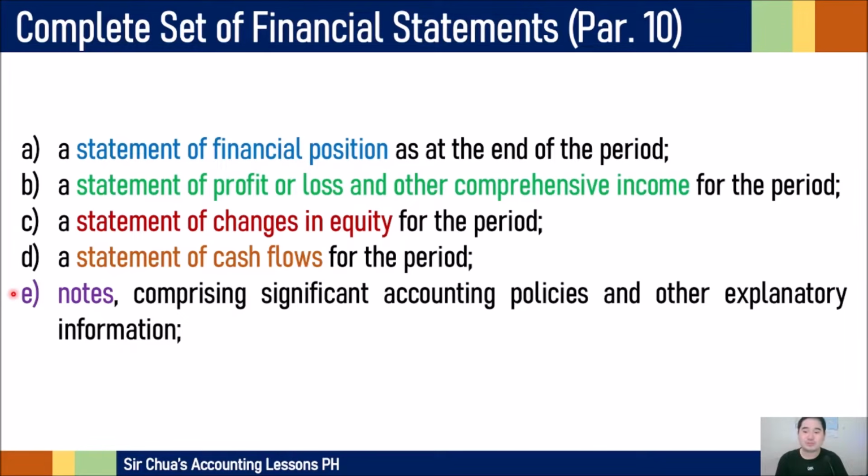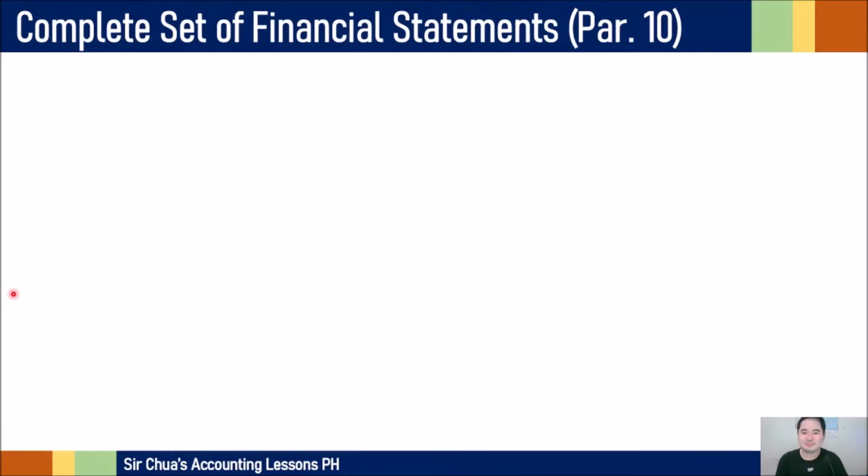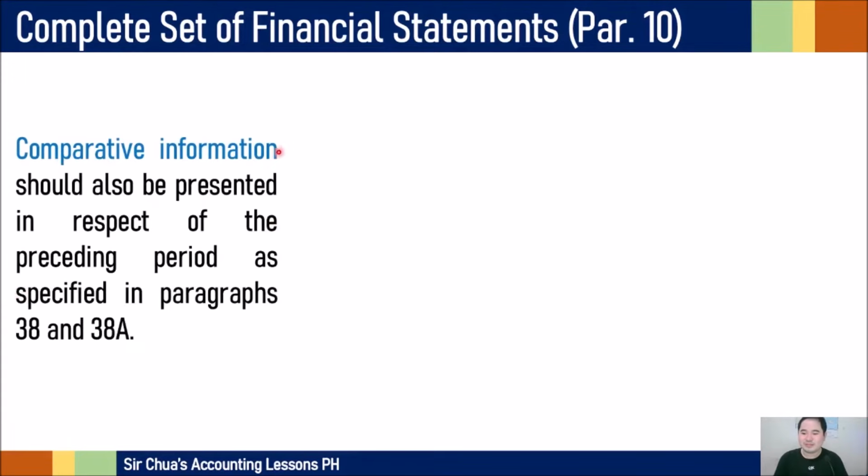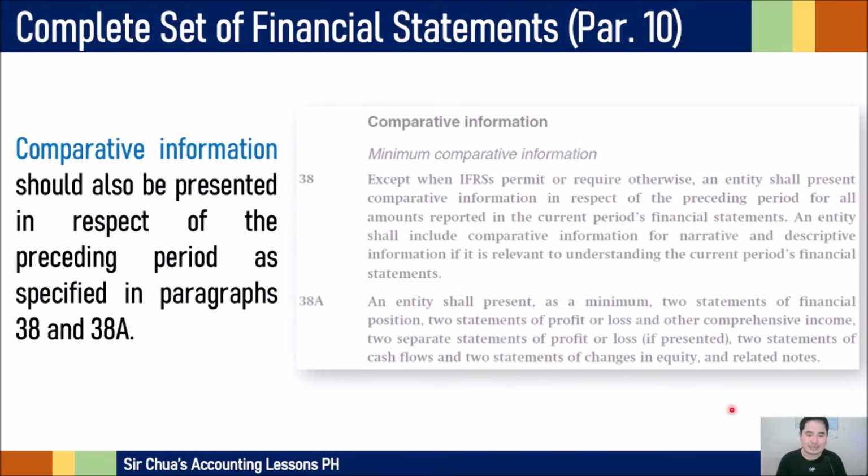Pero meron po siyang mga additional requirements. Depende po sa circumstances ng company. Comparative information should also be presented in respect of the preceding period. Ibig sabihin ng preceding period, kung we are reporting financial statements for December 31, 2021, ire-report mo rin po ang preceding period na December 31, 2020. At yan po ay in-specify sa paragraph 38 and 38A ng ating IAS 1.